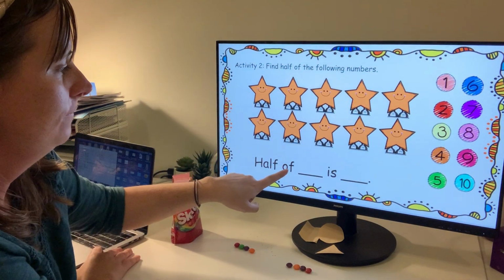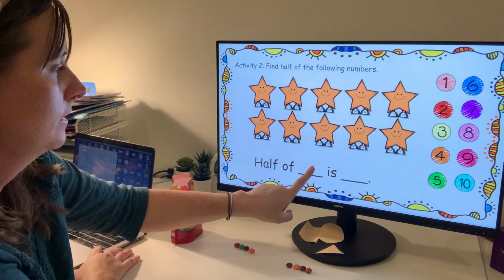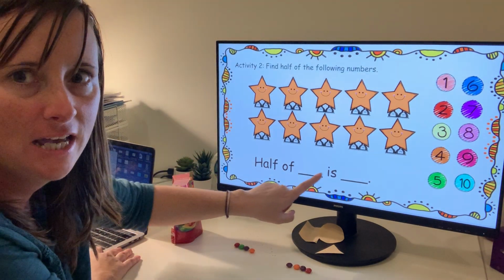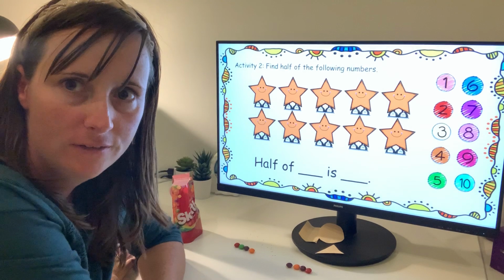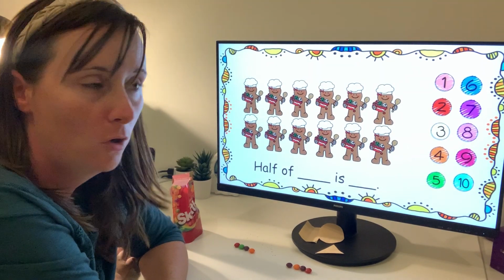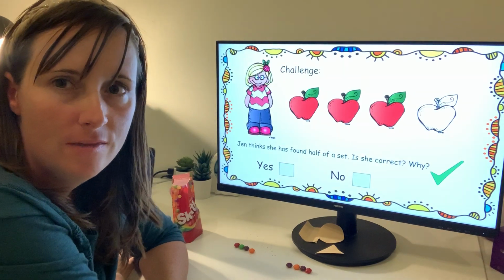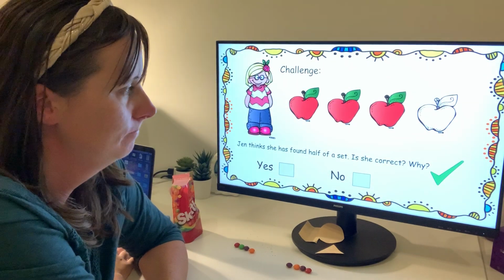So then I've got half of this number. So you've got to say half of, count them all up, 2, 4, 6, 8, 10. So 10 needs to come down here. Half of 10 is, and then find out what half is. Same with the gingerbread. What is half of the total, and what is half? Then there's a challenge question at the end.